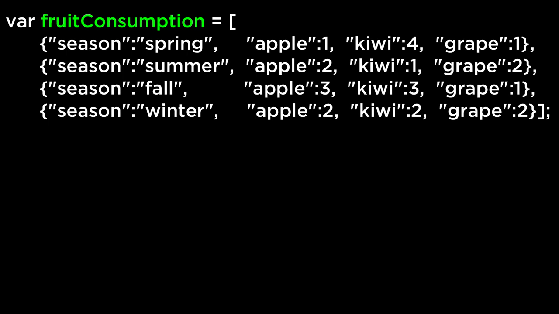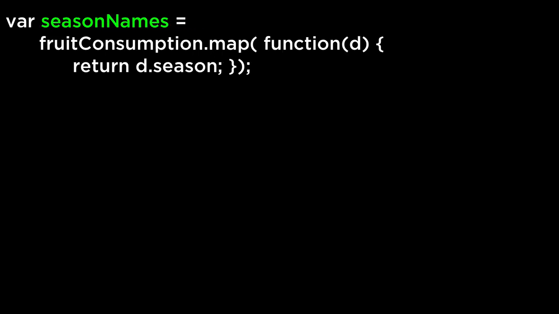One very important idea when using data with D3 is that your keys should be as generic as possible and never contain any data. The reason this dataset was constructed in this way was to make you aware of this issue. First, figure out the season names from the dataset. For every object in the fruit consumption data, we apply a function that returns the season of that object. This creates a new array that we assign to the variable name season names.